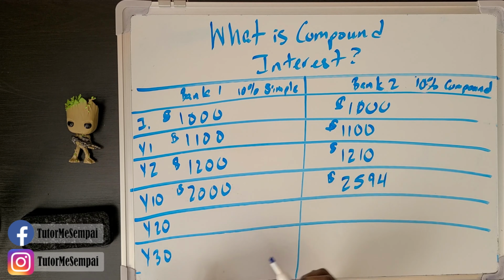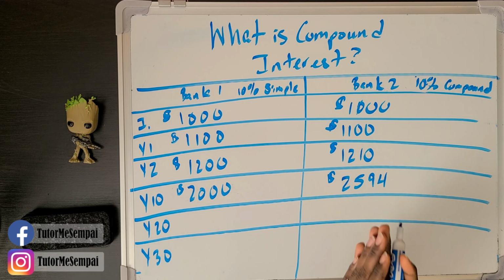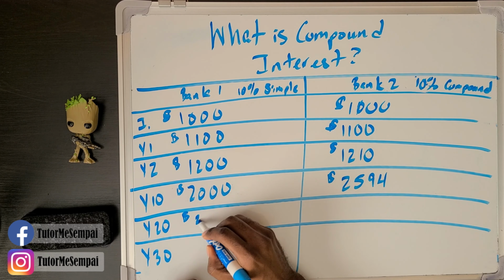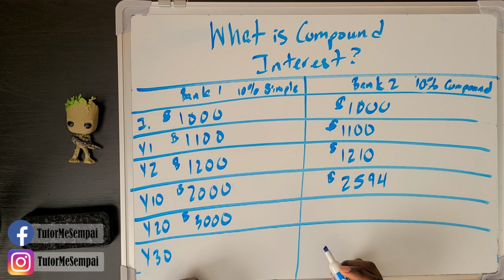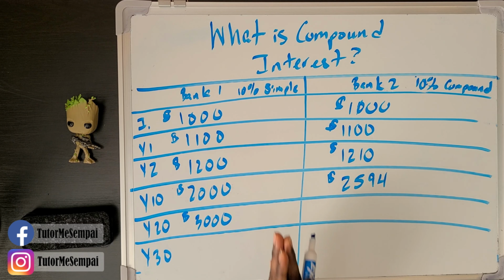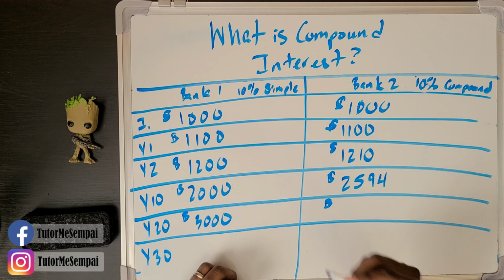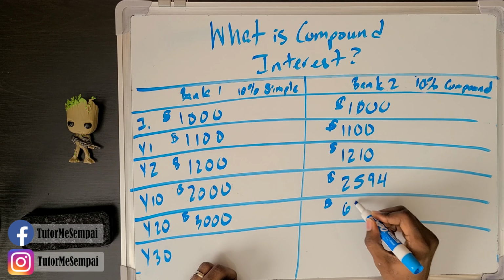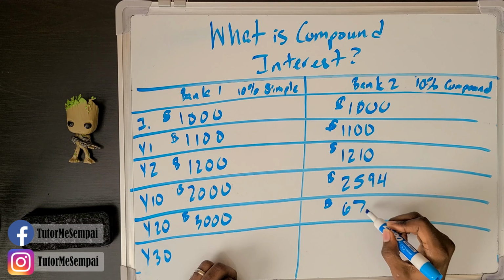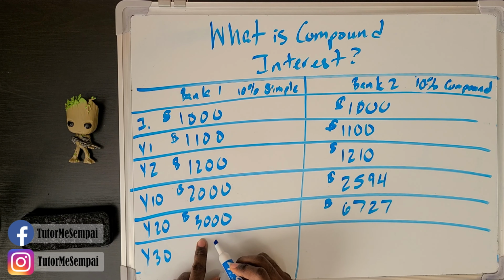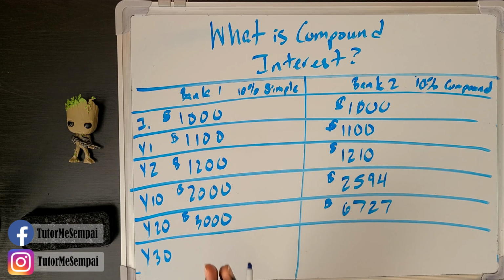Let's say we jump another 10 years and look at 20 years. Now you're going to have in Bank 1 a total of $3,000. Now you've tripled your money by simply letting it stay there. However, Bank 2, you're going to have a total of $6,727 roughly. You've more than doubled what you would have gotten in your simple interest Bank 1. But we're not done yet. Let's move all the way to 30 years.